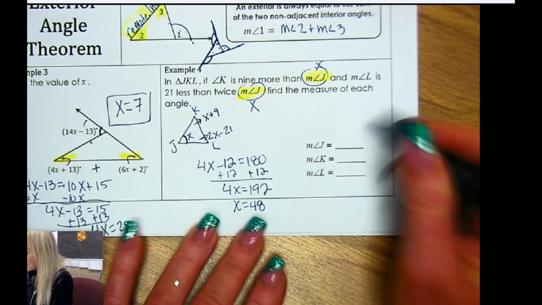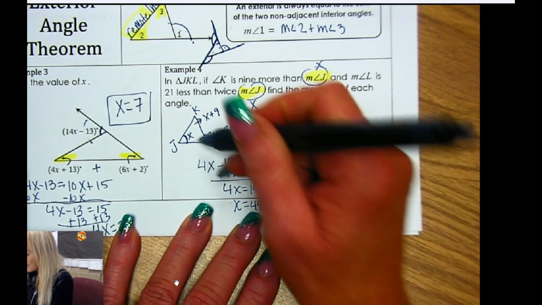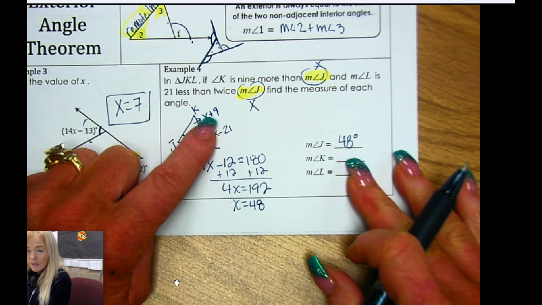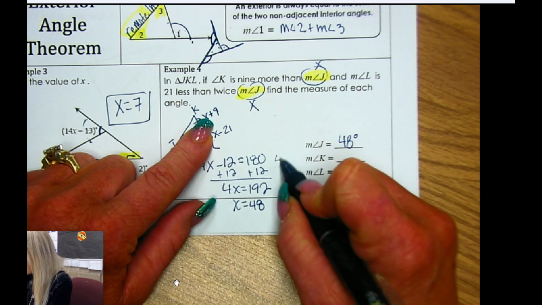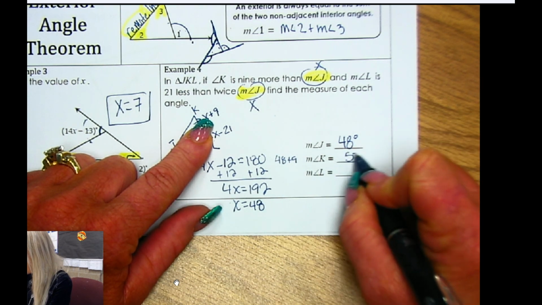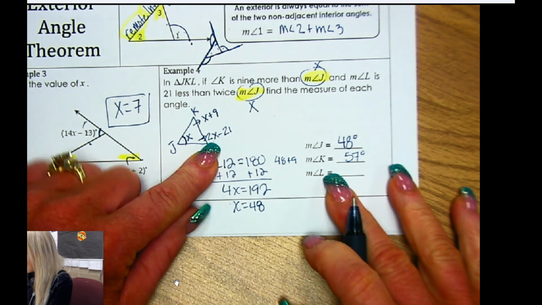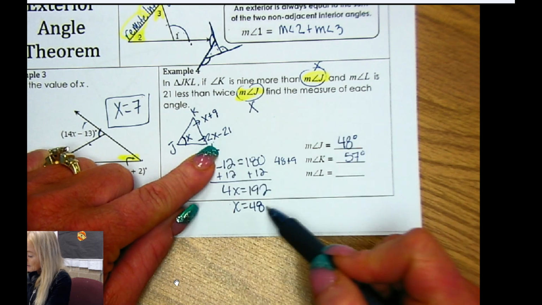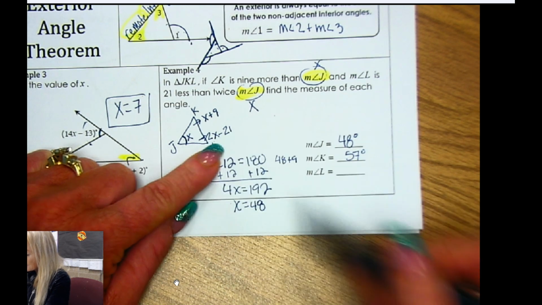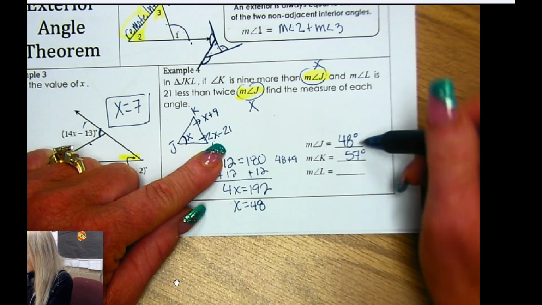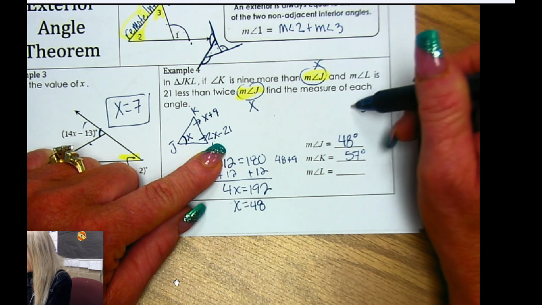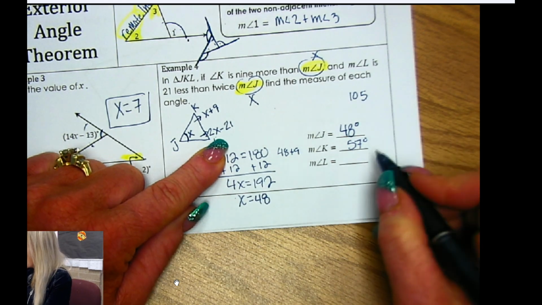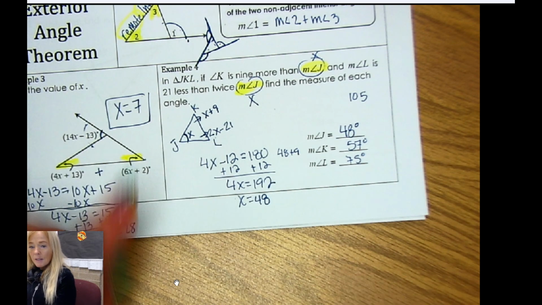All right. So if x is 48, that's angle J. So angle J must be 48 degrees. And then K is 48 plus 9, which is 57 degrees. And then L is, you know what, I'm just going to add them together and subtract from 180. Or you can plug 48 in for x, times by 2 and minus 21. But it's just as easy to add these together. I get 105. So angle L must be 180 minus 105, which is 75 degrees. And we're done with that.